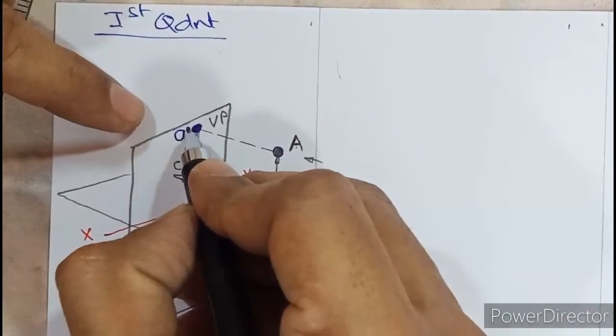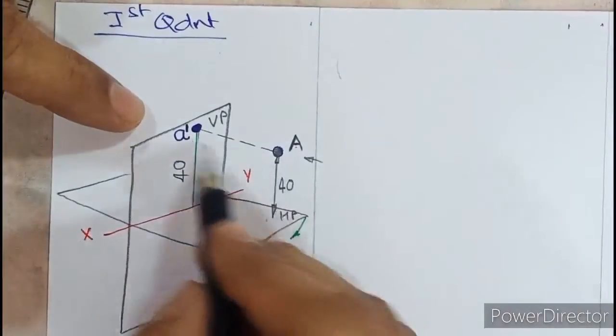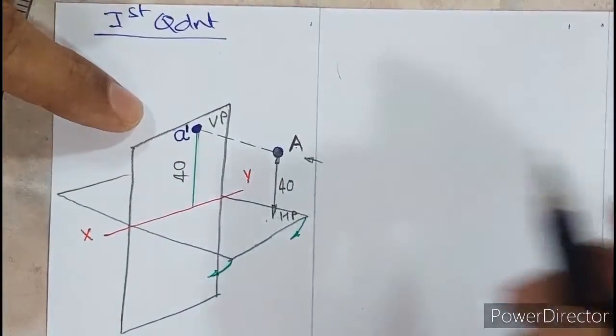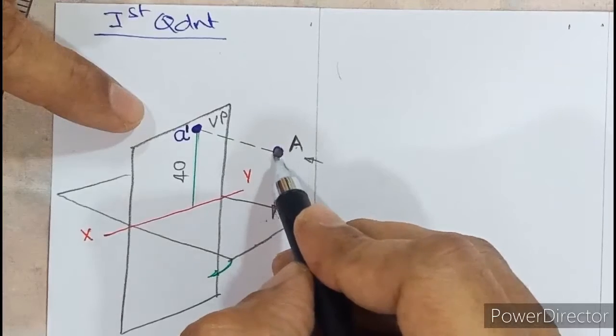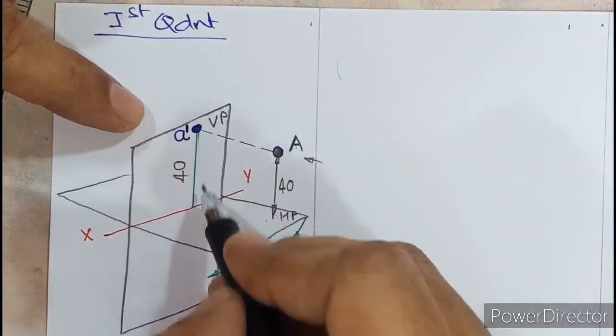But whenever you find a small alphabet with a dash, you have to understand that it is the front view of the object. So the conclusion is like this: if an object is 40 above HP, it means its projection A dash will be 40 from xy.